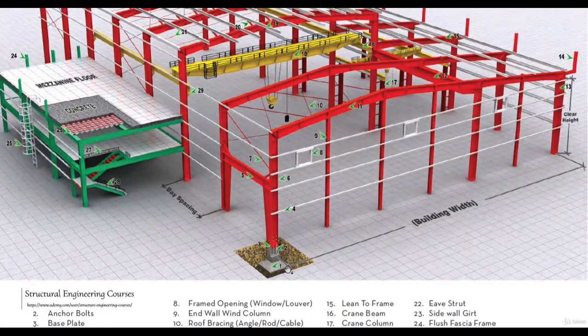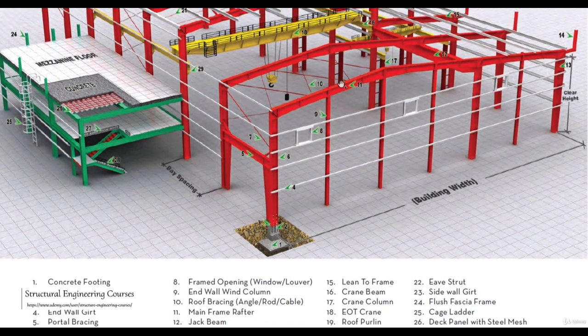So this is basically the footing at the bottom. All the pre-engineered buildings must have some foundation. So this is the concrete footing here. After that, number 2 is the anchor bolt.